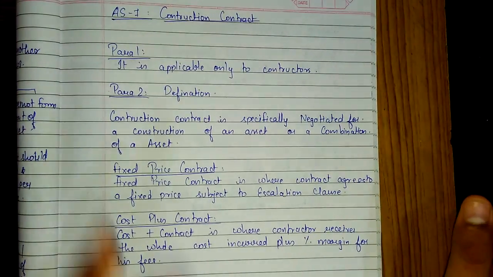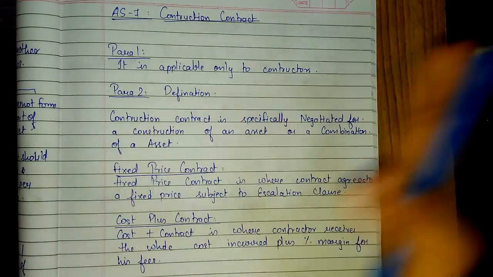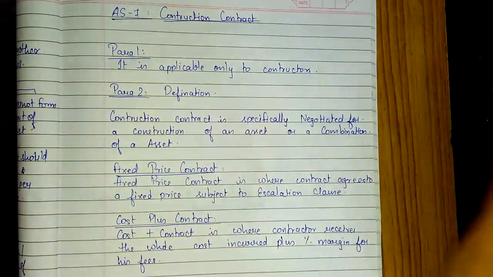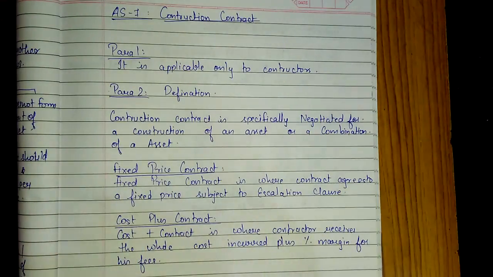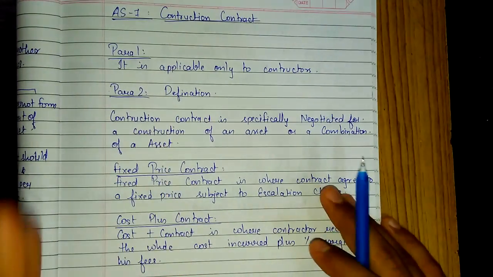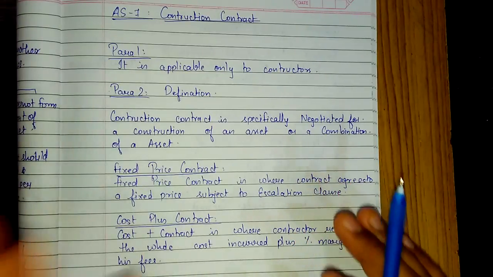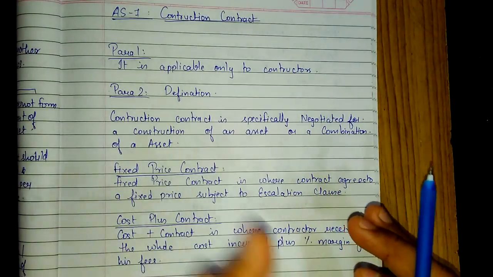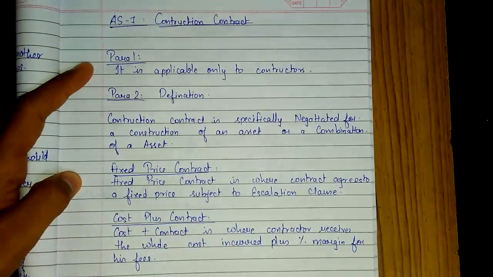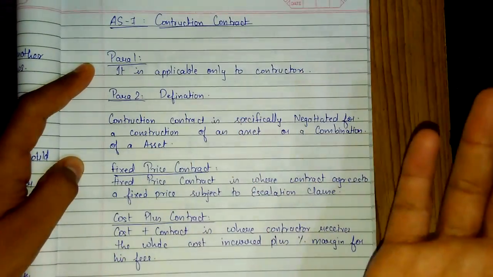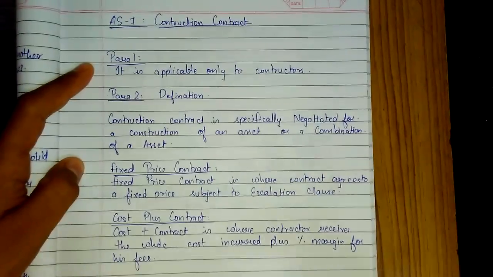Construction contract is applicable only to the constructor. It is quite obvious. There is nothing new about whom it will be referred to. It is simply applicable to constructors. The constructors means the persons, the builders who build buildings, bridges, and any infrastructure, national infrastructure. So this accounting standard deals with the infrastructure, how we need to account for that.